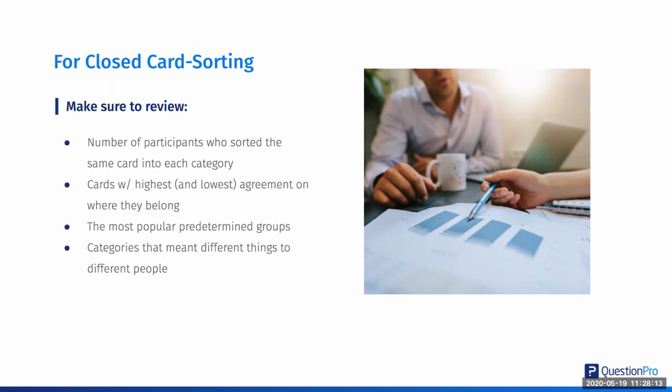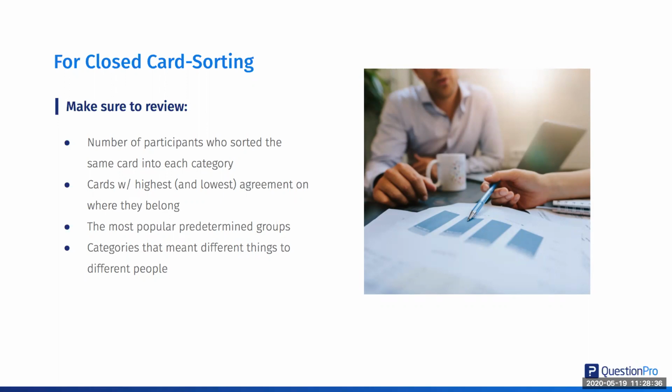That information will be available for you. You won't have to group categories. I mean, you could, if you feel like certain categories are represented with similar cards. You can do that. Secondly, look into what cards have the highest or lowest agreement on where they belong.